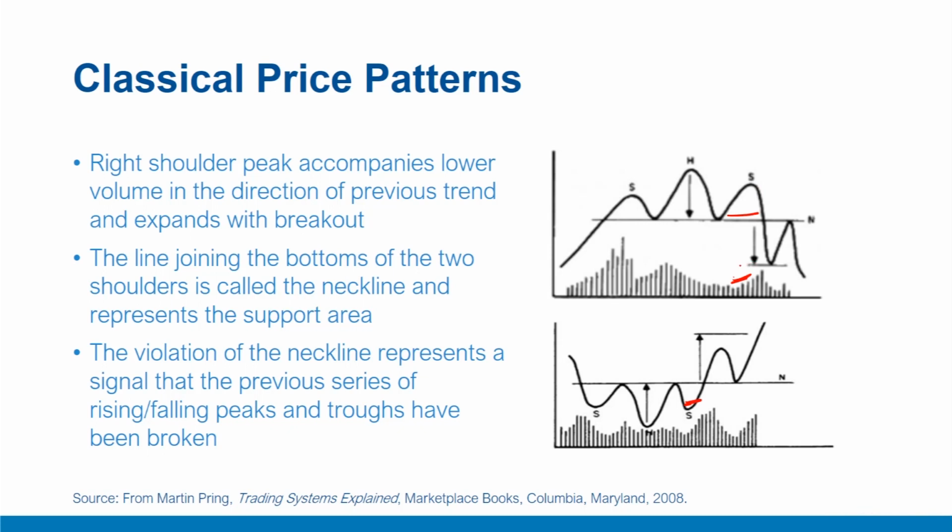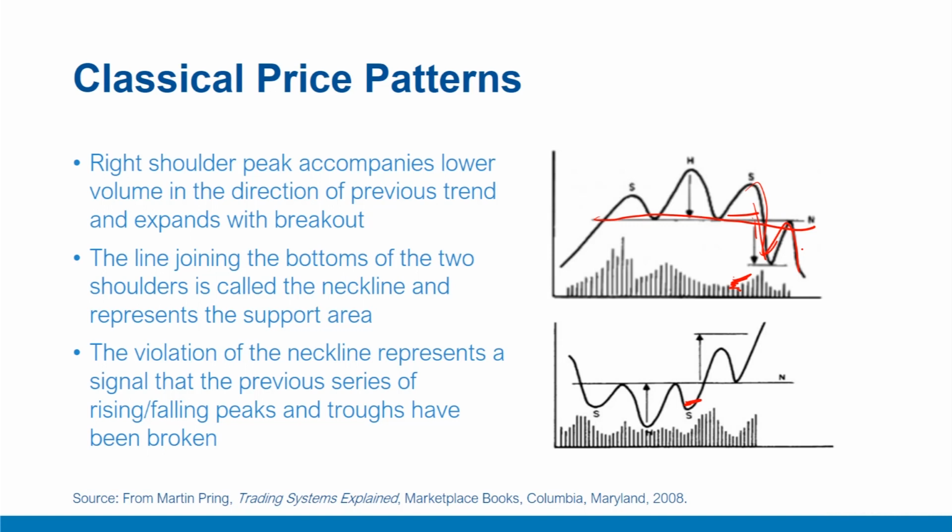Quite often the level of volume contracts as the peak of the right shoulder is reached, and the line joining the bottoms of the two shoulders is called the neckline. So this is the neckline here. If you look carefully at the figure, you will appreciate the violation of the neckline. This violation of the neckline also represents a signal that the previous series of rising peaks and troughs has now been broken and given way to at least one declining peak and trough like this.